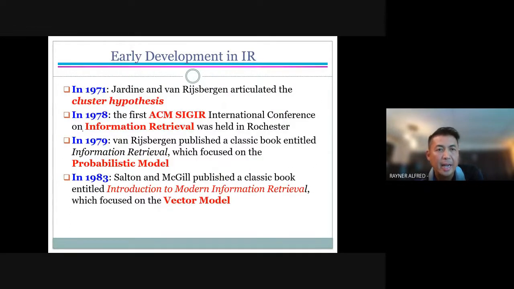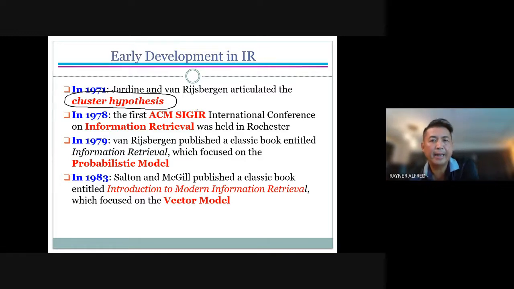So in 1971, Rich Gudgeon introduced the cluster hypothesis, in which we apply clustering in order to group the documents. So we perform clustering in order to segregate or separate them based on the topic or based on the content of the document.